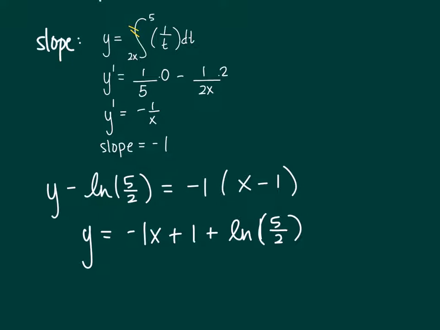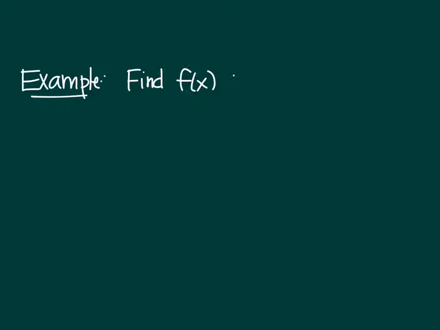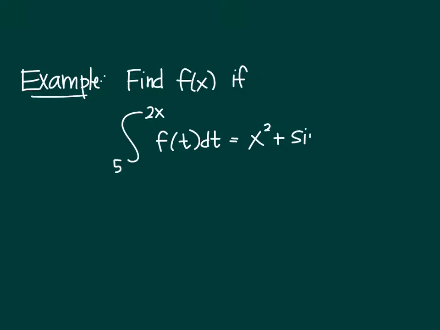Okay. All right, let's try one more example, then I'm going to go back to the sheet with you. All right, find f of x if the integral from 5 to 2x of f of t dt is equal to x squared plus sine 2x. Okay, find f of x.